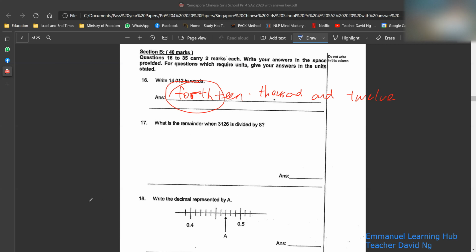Okay, 14. How do you spell 14? Forteen. Fourteen. This is how you spell 14. Fourteen. You mix up with 40. 40 is like that. Forty. Okay. So 14 is Fourteen. Okay. So 16, you got it wrong. I have to put an asterisk. Okay.